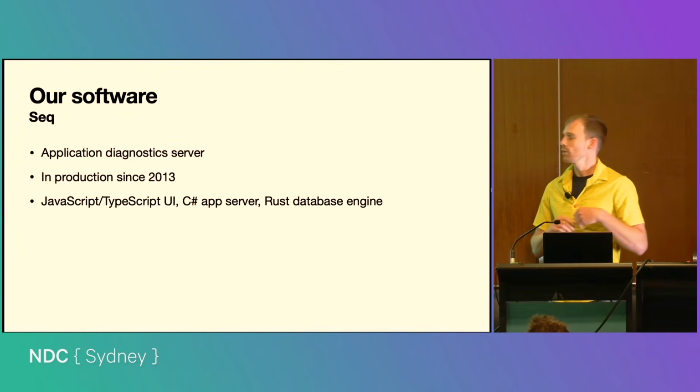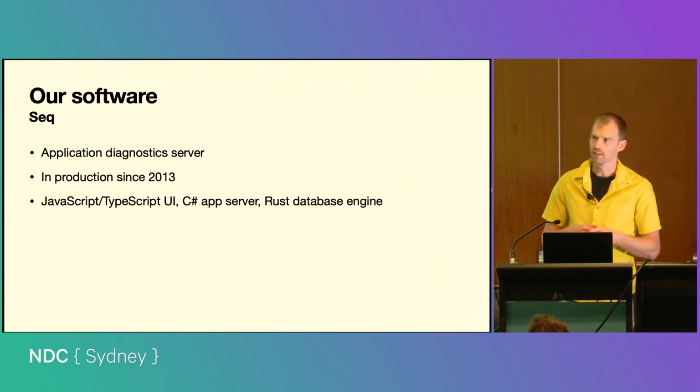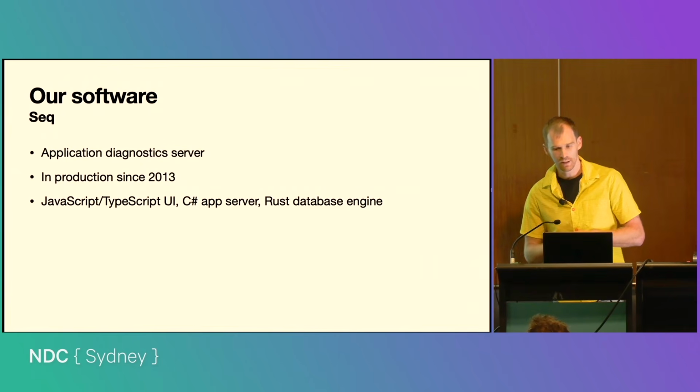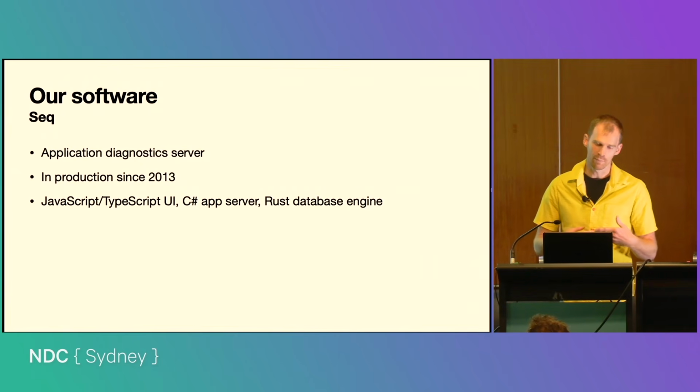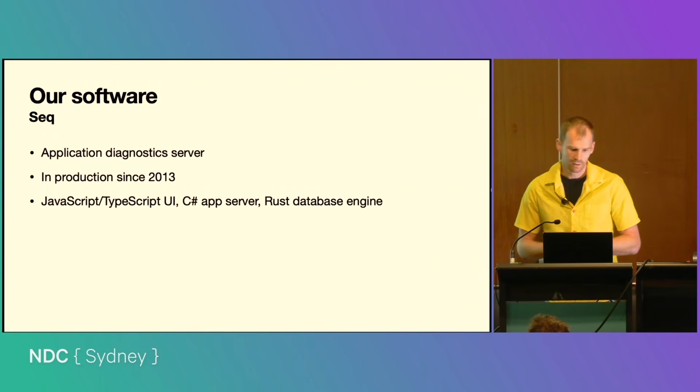The software that we build is called Seq. It's an application diagnostic server. So you send your OpenTelemetry logs and traces and metrics to that. It then stores those for you and then surfaces them back up so that you can review them and see what's going on. Seq has been in production since about 2013, so 13 odd years now.